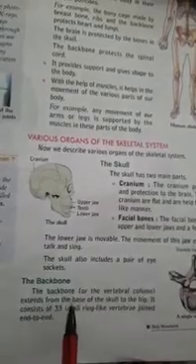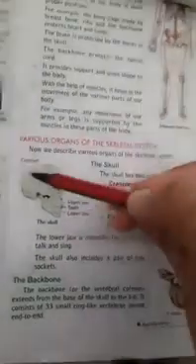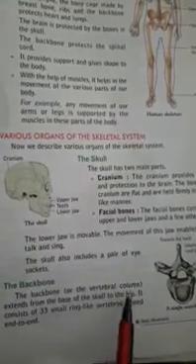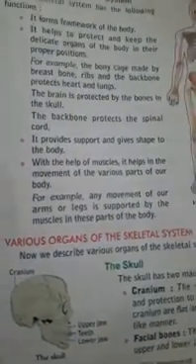Clear? So next is the backbone. The backbone, or vertebral column, extends from the base of the skull, the back of the skull here, and goes down the back. It extends from the base of the skull to the hip, and consists of 33 small ring-like vertebrae joined end to end. These are all the rings present in the backbone.